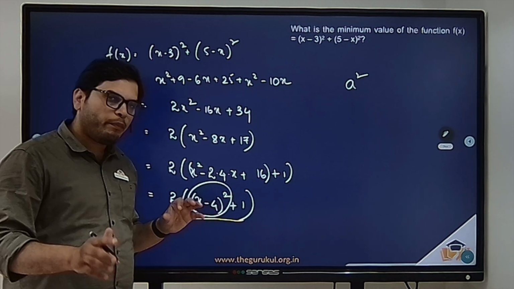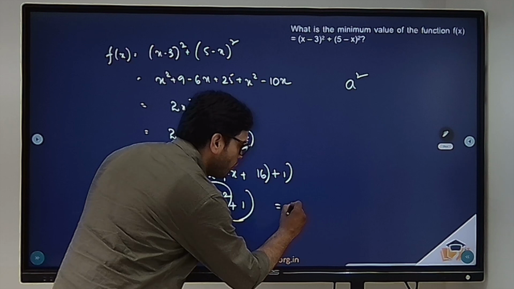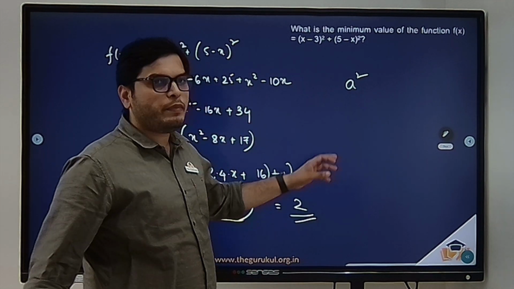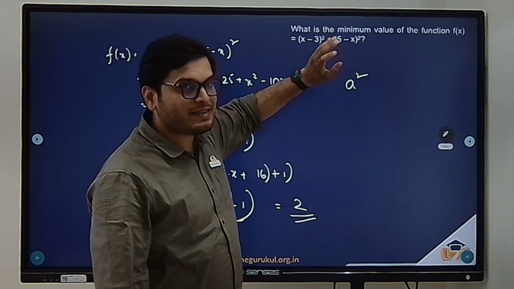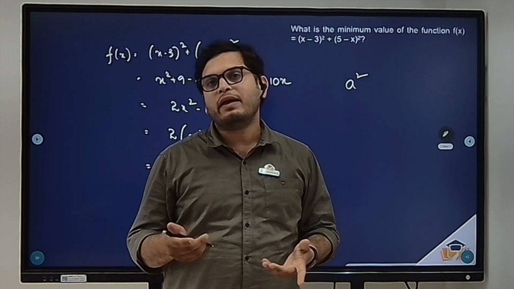Now when x minus 4 becomes 0, what is the value of this expression? 2. So the answer for this question should be 2. So the minimum value of f of x is 2, which is attained when x is equal to 4.